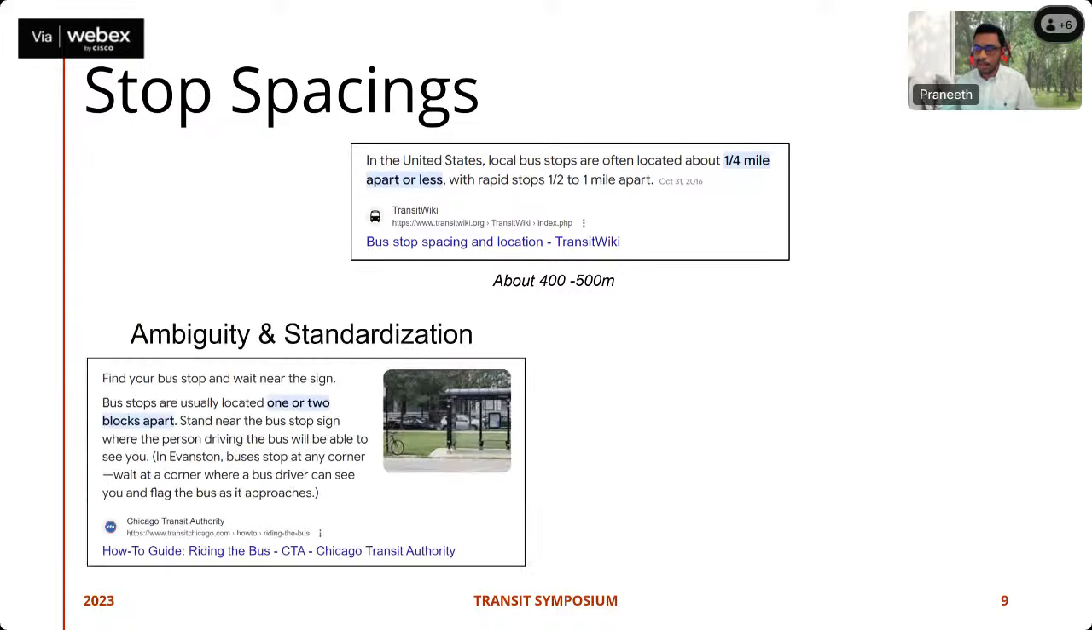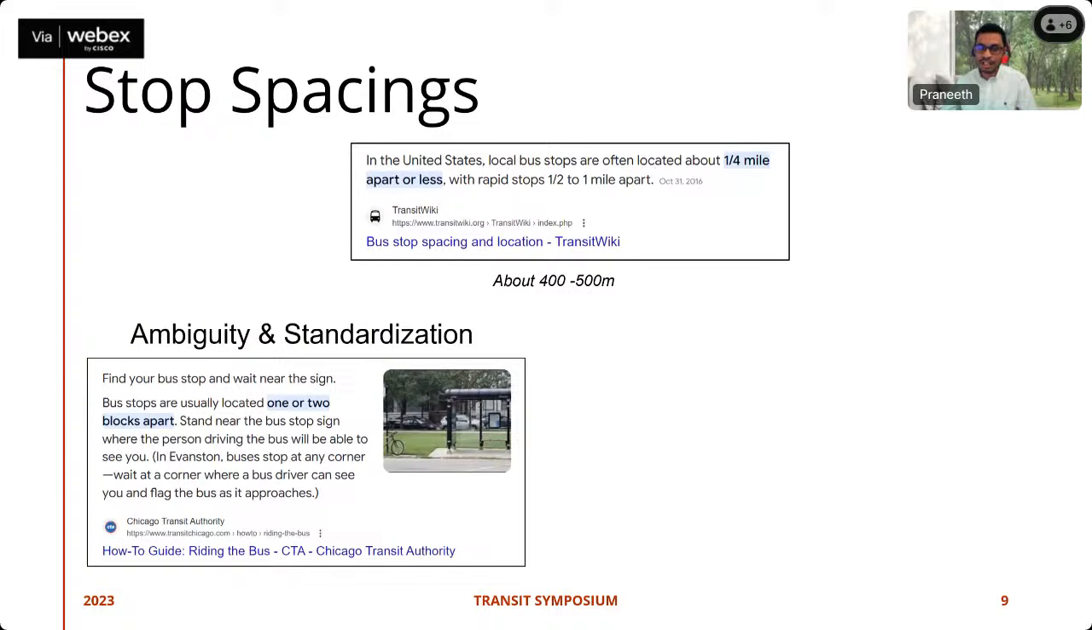So there's also ambiguity in what they mean by the average, and there's also a lack of standardization. For example, if you were to search the same thing for Chicago, you would get a result like it's 1 or 2 blocks apart. But what is a block? How far is a block? What is the distance of a block? All these are probably unknown. And there are also things like people report it in yards, feet, meters, kilometers, and all that stuff.